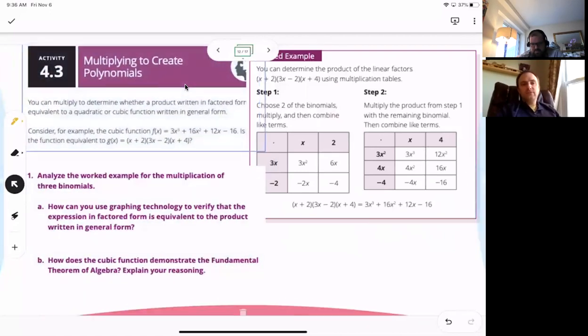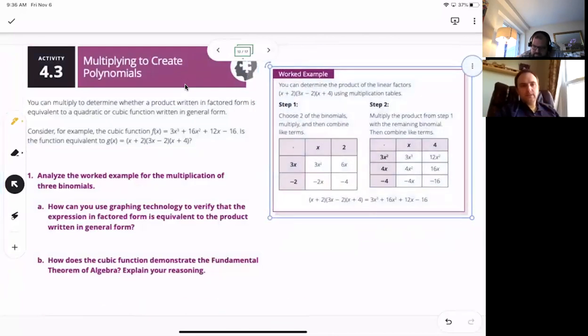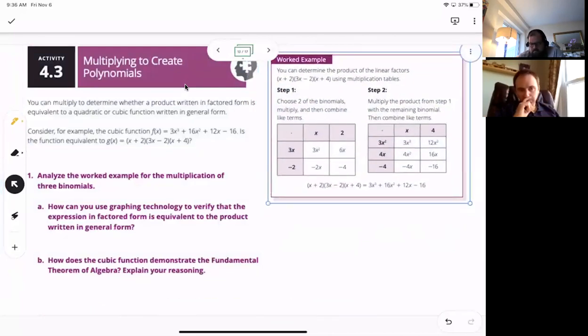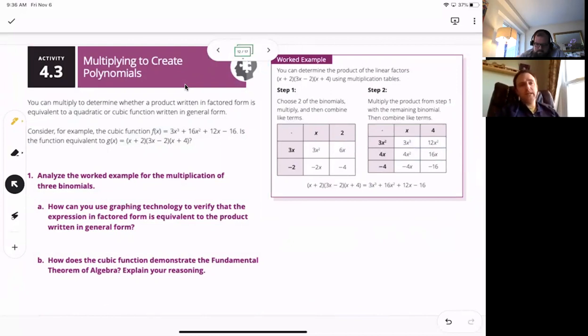So all right, I'm going to move some stuff so we can see it. We have these factored pieces: x plus 2, 3x minus 2, and x plus 4. And we are trying to figure out if that function is the same as 3x cubed plus 16x squared plus 12x minus 16. Whew, that's a lot. So we have to multiply that out. You can, if you want to, multiply these things out.